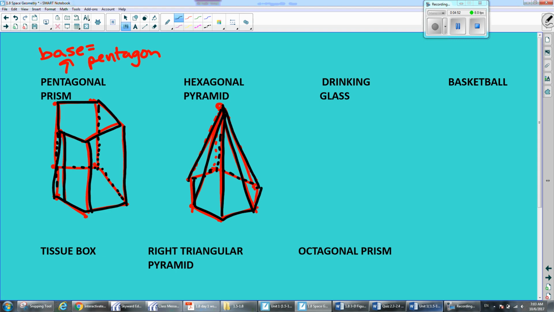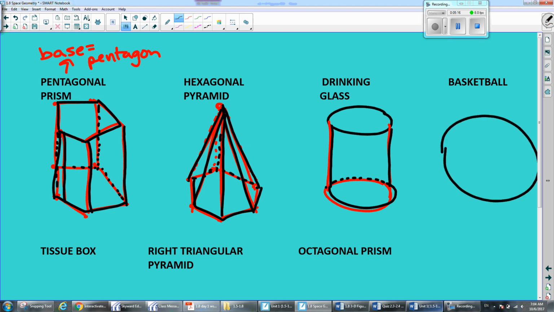All right, if it was a drinking glass, if you think about a cup, that would be like a cylinder. So we have 2 circle bases. Connect those sides straight down. This half back here we couldn't see through the glass. Those sides we can.